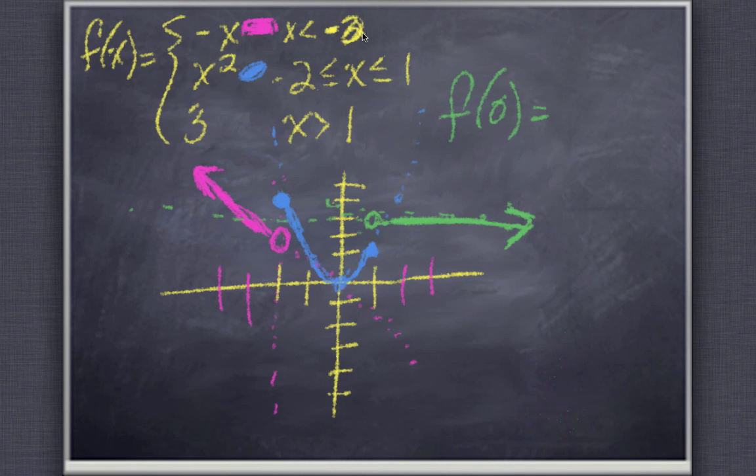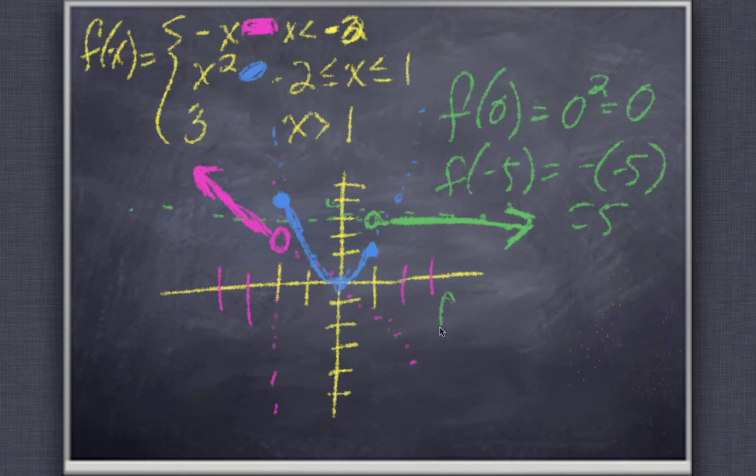Well, 0 is not less than negative 2. 0 is between negative 2 and 1, so I plug it in there. f of negative 5. Negative 5 is less than negative 2, so I plug it in there. So negative 5. f of 12. 12 is not less than negative 2. It is not between negative 2 and 1. It is bigger than 1, so it's 3.